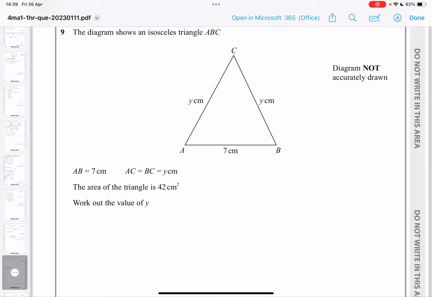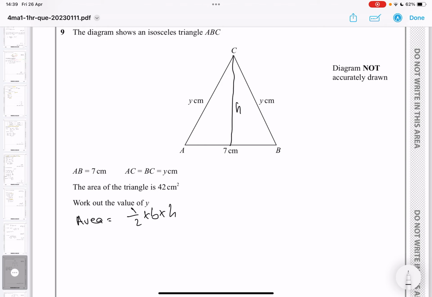So we need to work out what y is. What we can do is, we know that the area of a triangle is half times base times height. So we know the base is 7, we know the area is 42, and I'm going to label this the height, okay? So that's h, the height. Now, once we've worked out the height, to work out y, we can just use Pythagoras theorem, because that's 90 degrees. This is going to be exactly half of 7, because it's bisecting it halfway through. That's going to be 3.5.